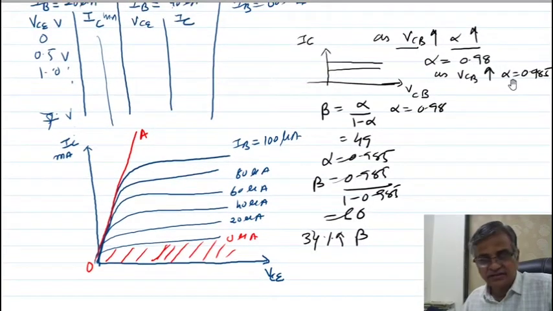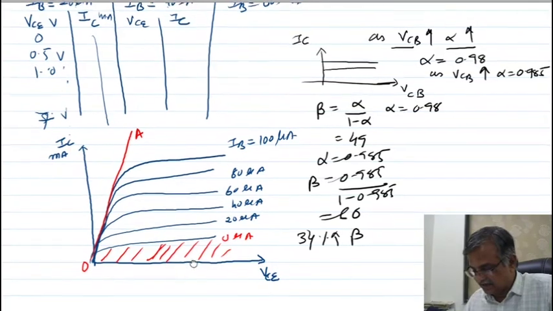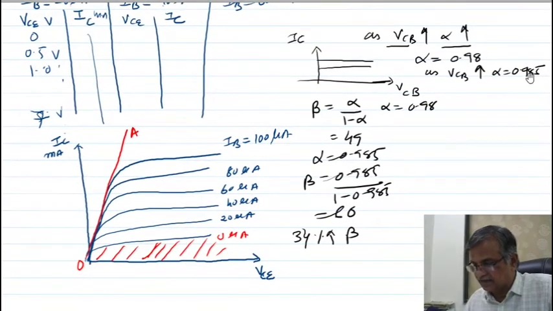Just for your understanding, at some value of the collector emitter voltage, alpha is 0.98. At another value of the collector emitter voltage, alpha is 0.985. So let us see what is the effect on beta. At this value of alpha, beta is 49. At this value of alpha, beta is 66.